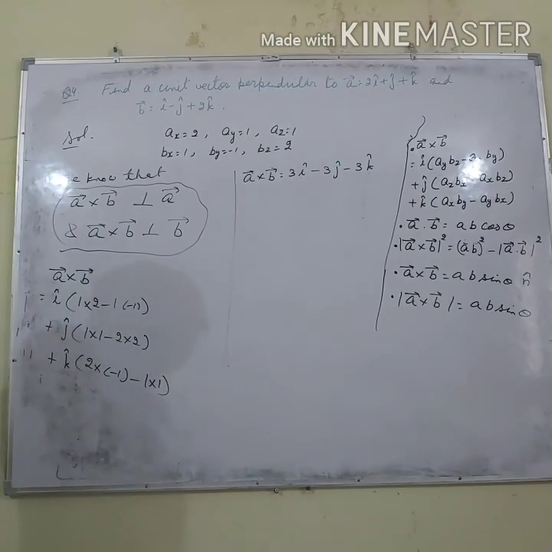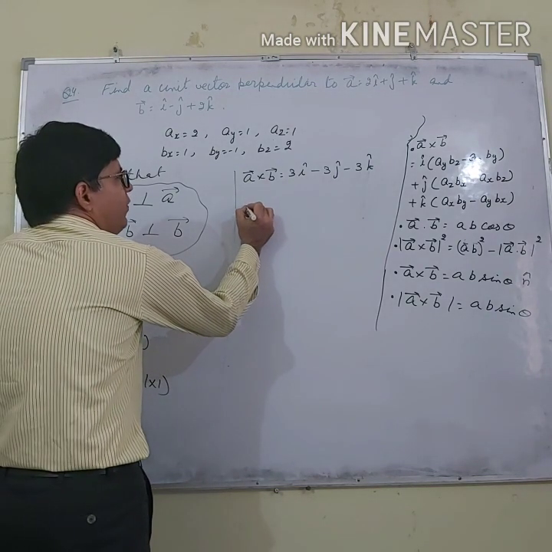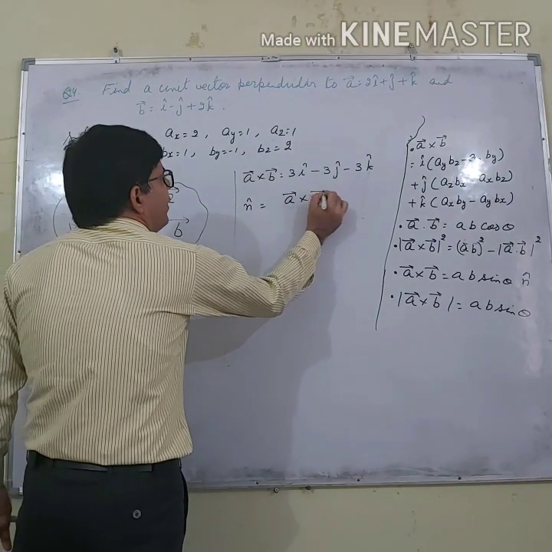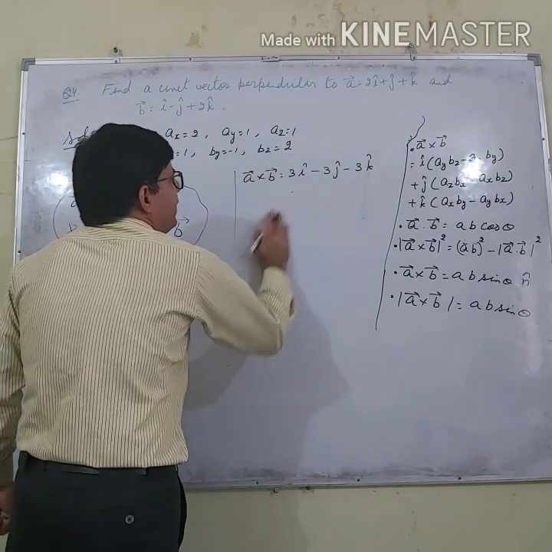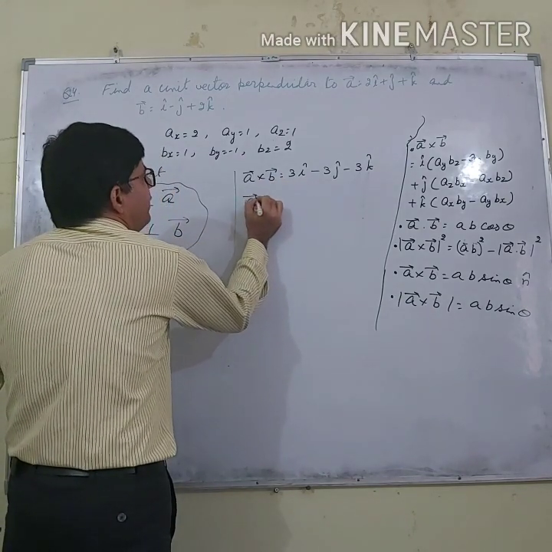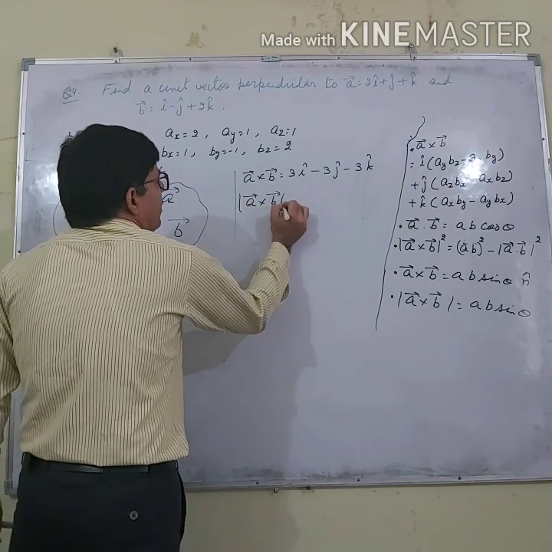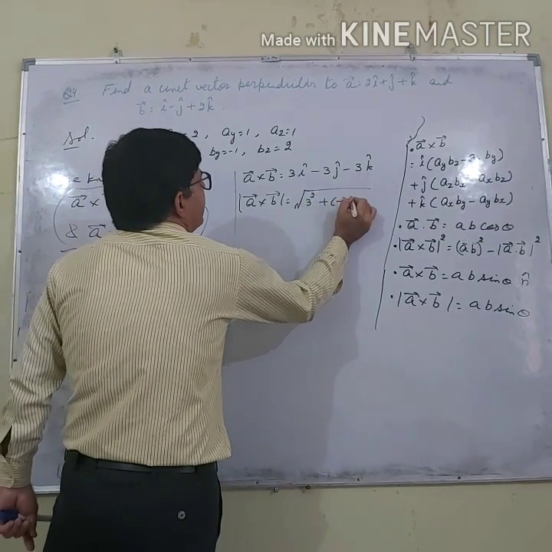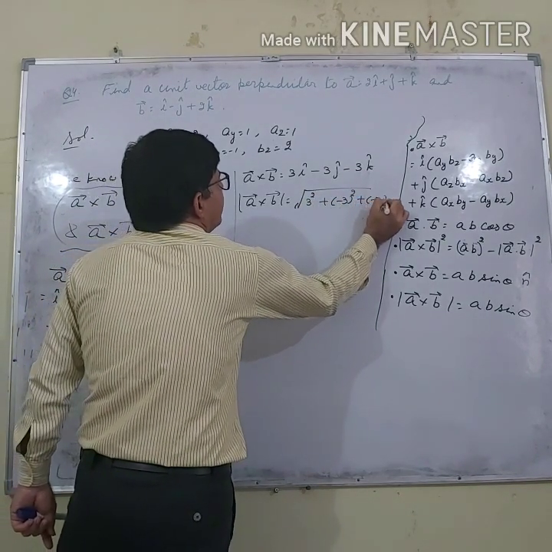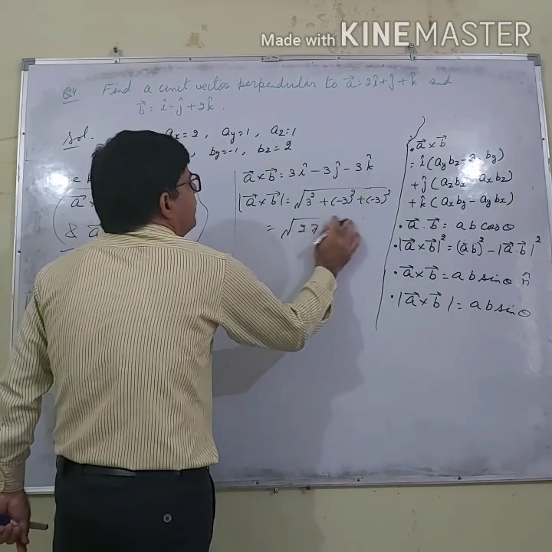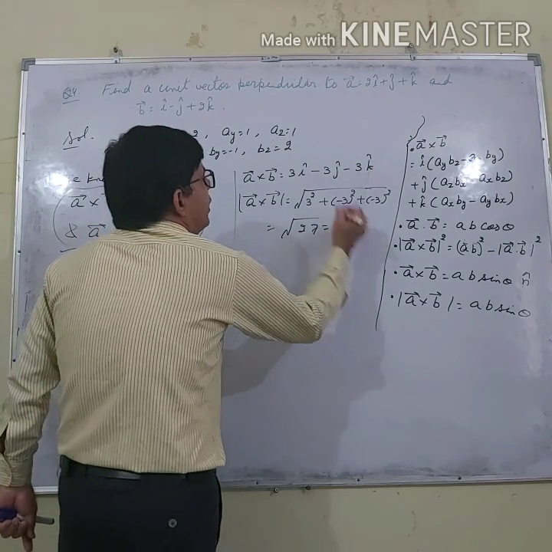Now I have to find a unit vector which is perpendicular to both A and B. The unit vector perpendicular to this is equal to A cross B divided by its magnitude. Okay, let me explain again. If A cross B is this, what is its magnitude? Very simple, square them and add. Minus 3 square plus minus 3 square plus 3 square, 9 plus 9 plus 9, it is 27. What is root 27? 3 under root 3.